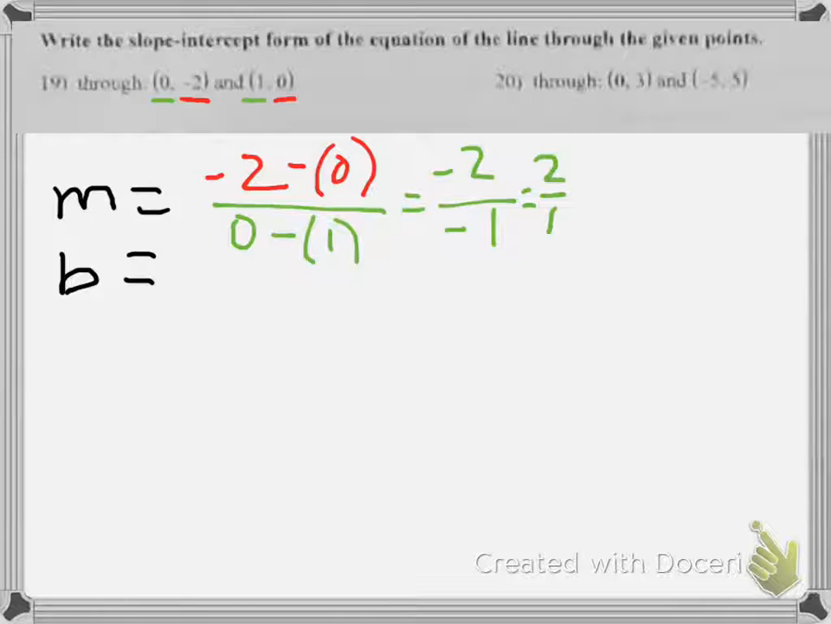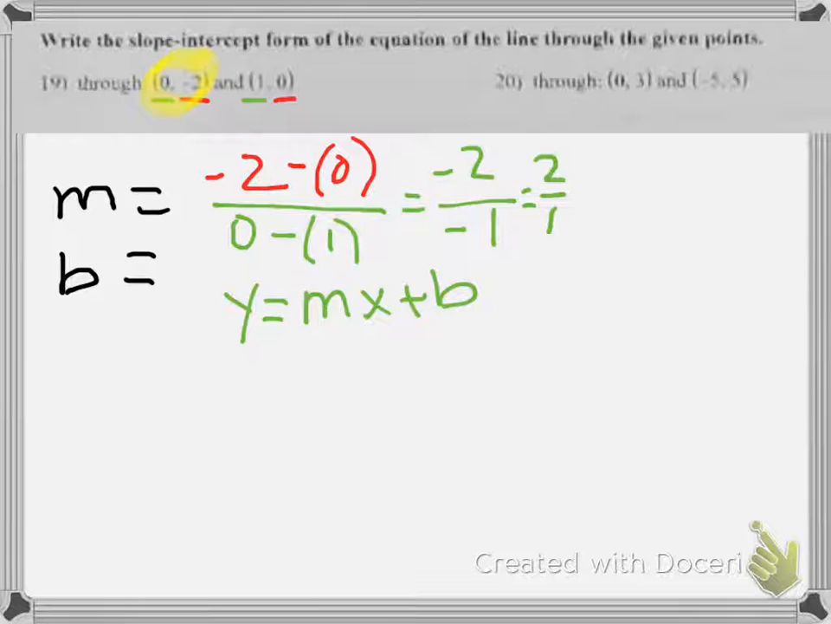Next, we have to find our b value. On Friday, we learned that in order to find the b value, we simply need 1 point and our slope. Since we already know our slope is 2 over 1, and we have 2 points, we're simply going to choose one of our 2 points. In this case, I'm going to use the first point we're given here, 0 and -2. And if you guys recall, we used our formula, y is equal to mx plus b, and we simply substituted everything.